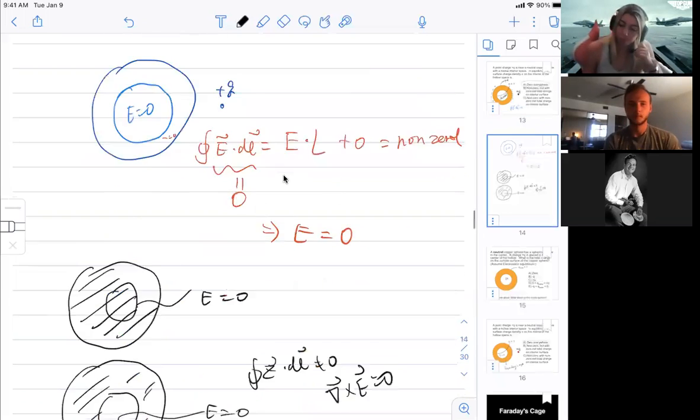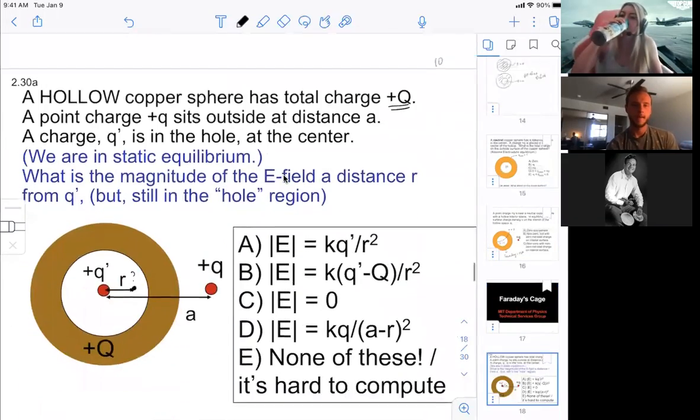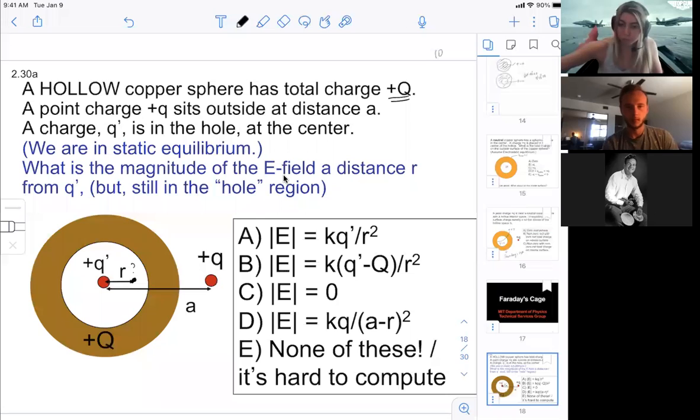Okay. All right, thank you so much for asking. And let's look at this question, okay? What does the E look like at the distance r away from the center? Now you have both inside and outside.